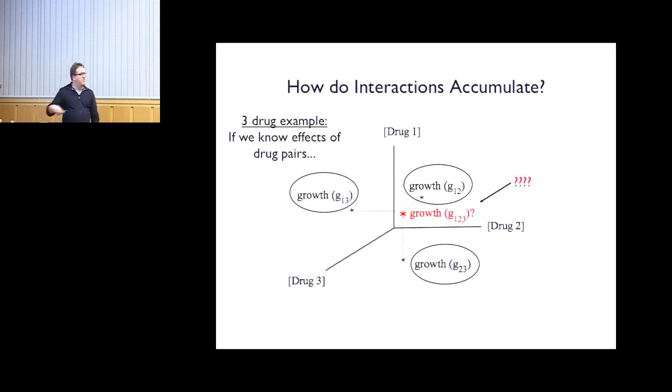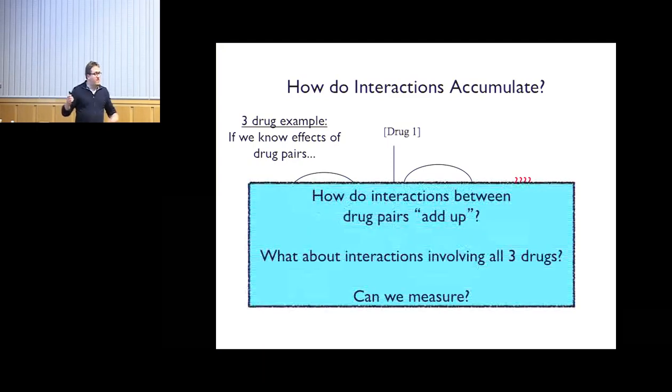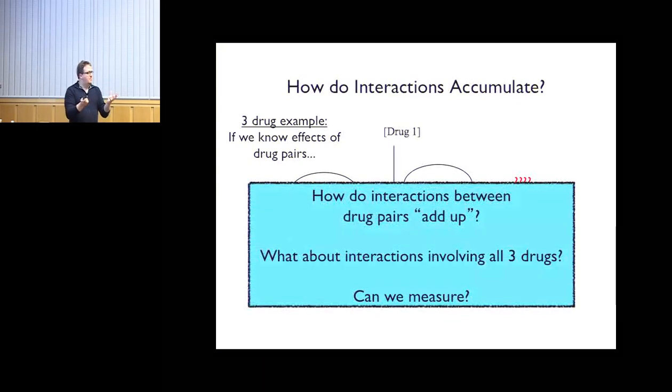And if I can't, that means there's some type of three-body interaction that happens when all the drugs are there, something fundamentally new that's going on when all three drugs are there than when they're not all there. And so the question is, can we measure this? Can we find out, first of all, how do pairwise interactions add up to begin with? And then number two, are there three-body interactions? Are there higher-order interactions, and how big are they? So we've got to come up with some system for measuring this.